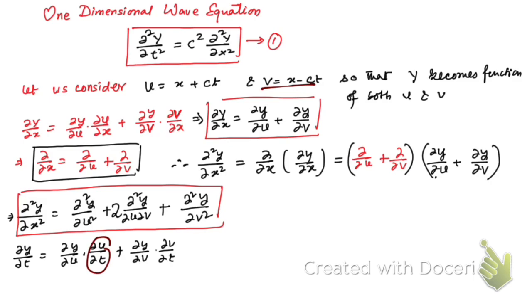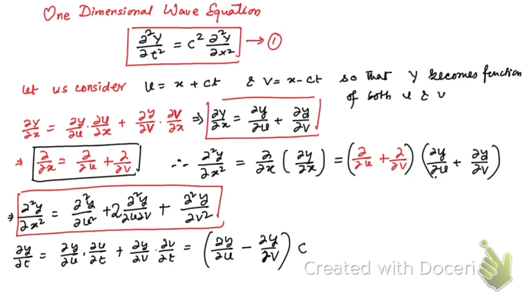So we can replace this del v by del t by minus c, and this one by plus c. If we do that, then that's going to be equal to del y by del u, c taken common, minus del y by del v. Because here we have got minus c, so now c is taken common, right? That's what we're going to have.